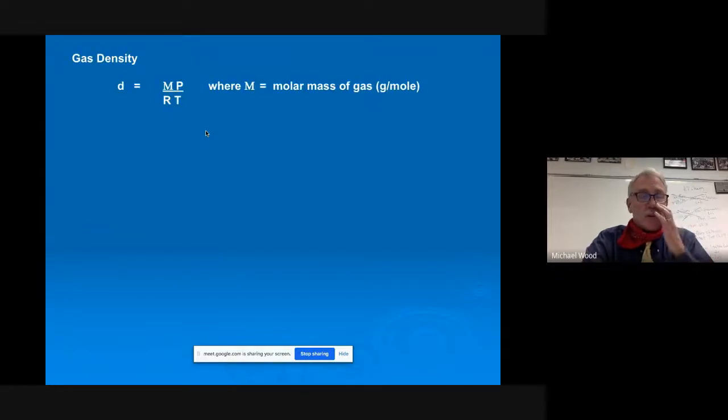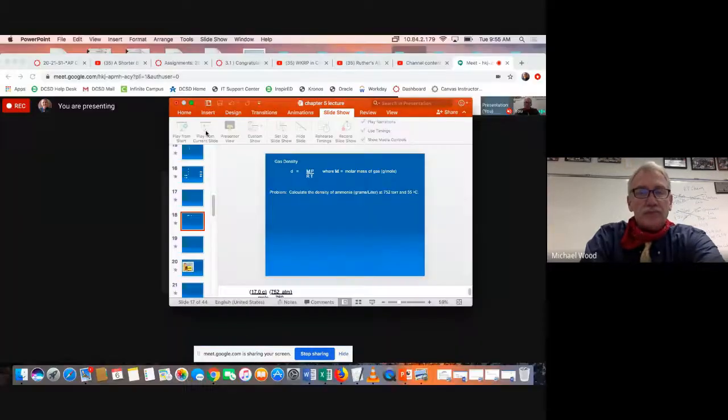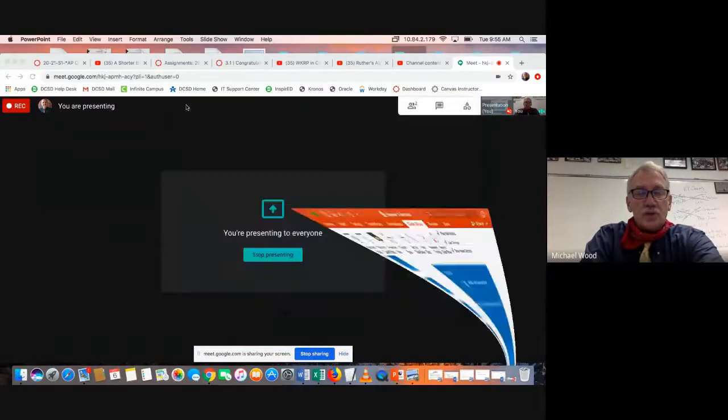Okay, the next thing is something that is not on the formula sheet. It is on the quiz, but it's not going to be on the test, and so I don't want to spend a lot of time on it, but I do want to go through this quickly. It's about the relationship of gas density and molar mass. Let me just show you the derivation.